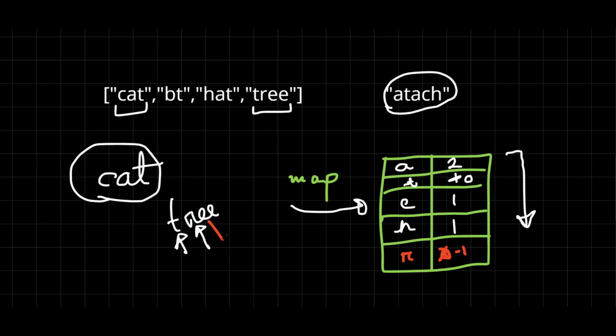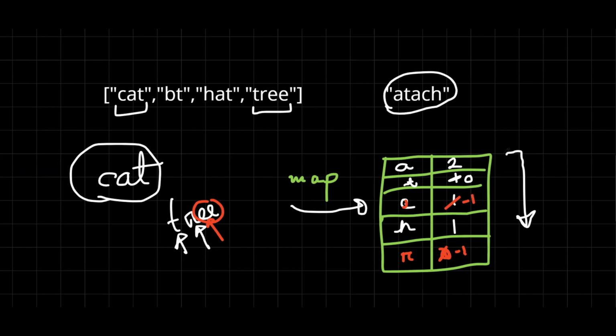Now we are at this element E. Here we have seen that E appears 2 times, right? But in our map, E appears 1 time. So we have to decrease 2 from 1. If we decrease 2 from 1, it will become -1.